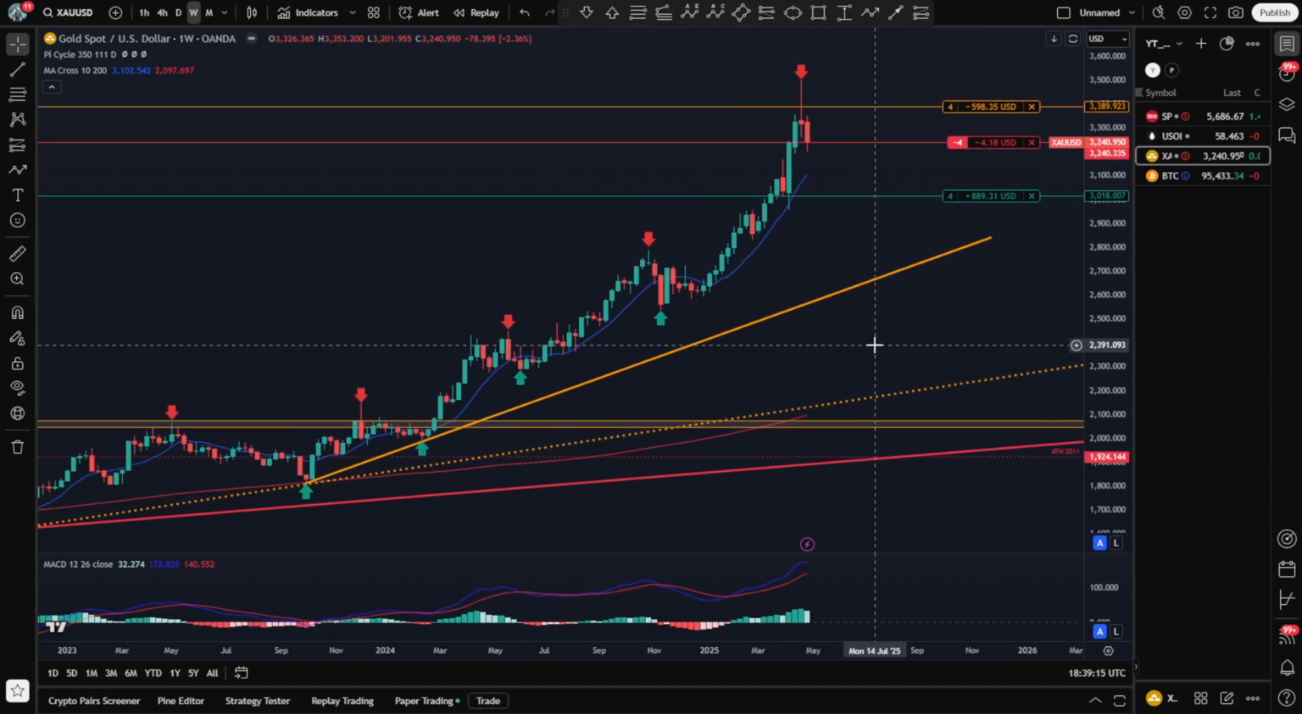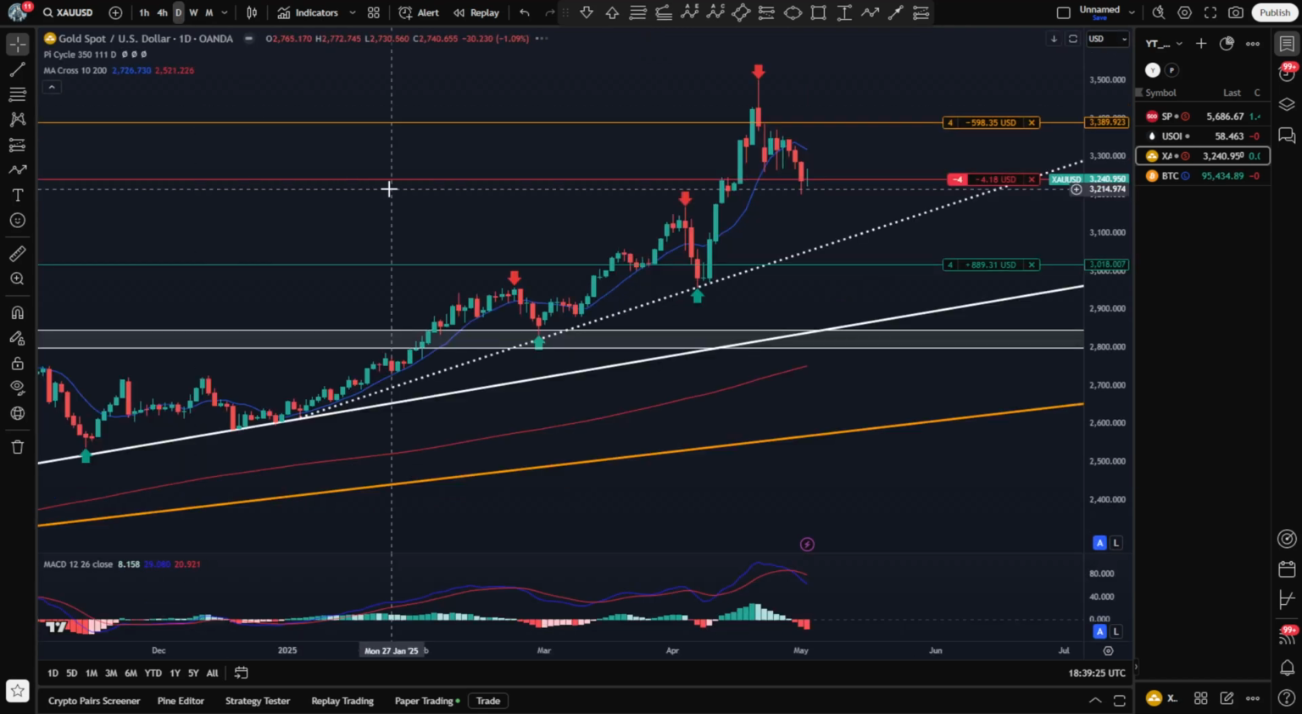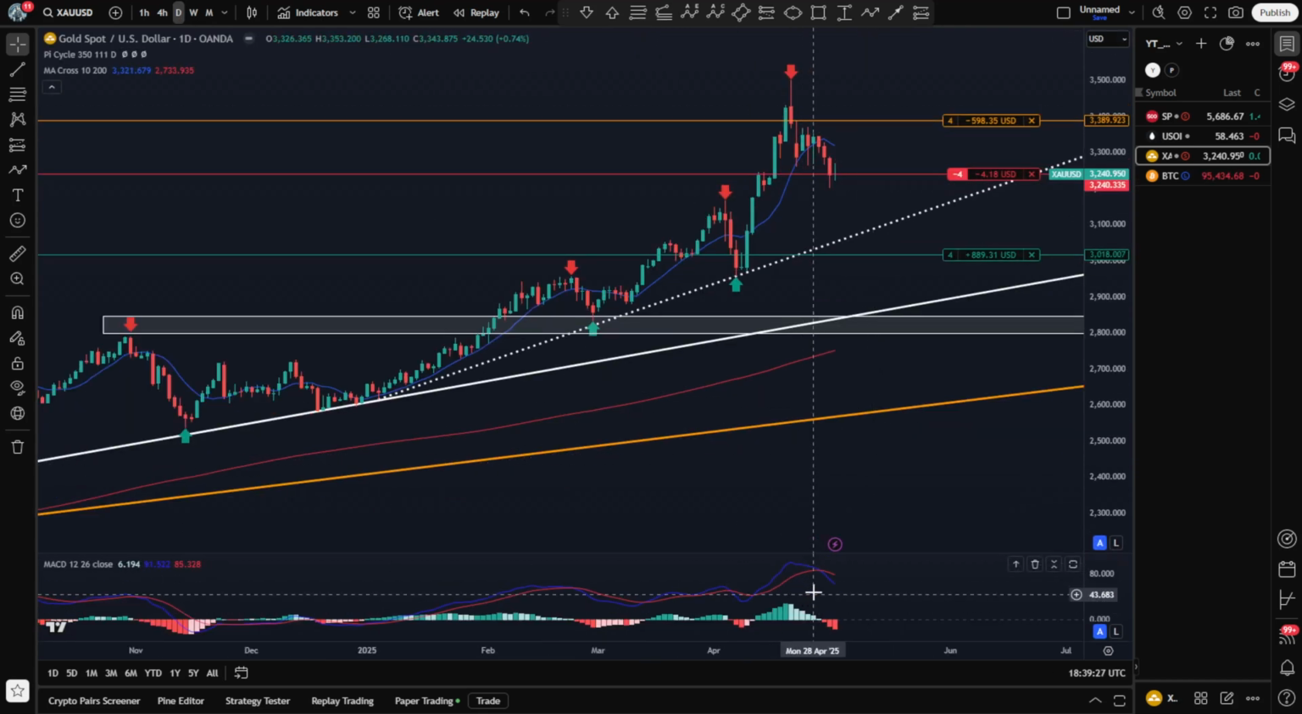So yeah, I'm happy with long-term investments in gold and also the miners, but short-term, like you can see here, I'm in a shorter trade and we'll show you why at the daily time frame. The daily time frame, you can see the MACD crossed to the downside after reaching an elevated level.